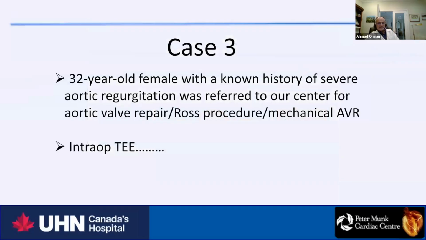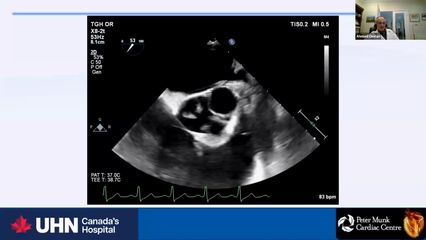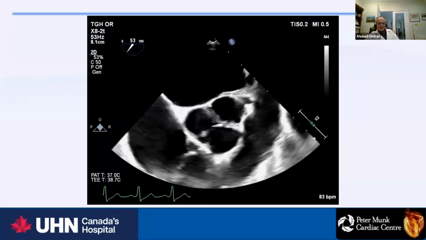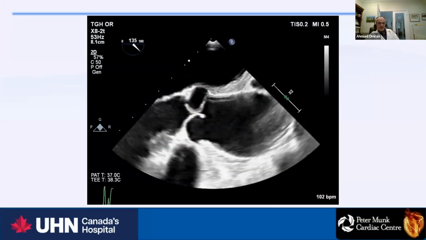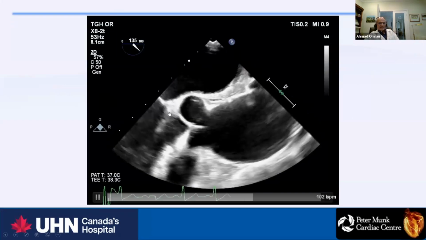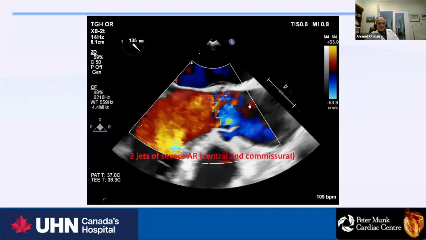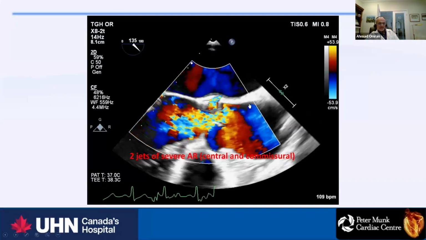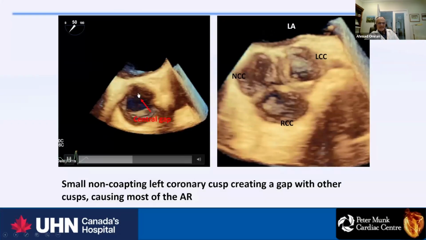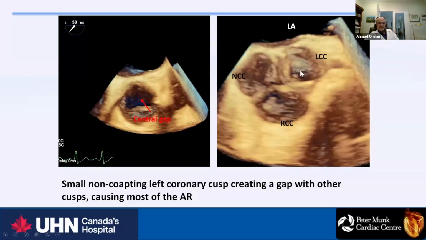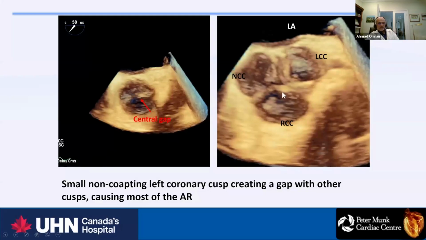So case number 3. This is a patient that was booked actually for aortic valve repair. We did this one like 2 weeks ago. Tri-leaflet valve, severe AI. And you see this leaflet, the left cusp, is a little bit retracted. I will show you more. That retraction is the cause for AI. So in 3D there is a central gap, and this leaflet, the left coronary cusp, is very small and retracted and doesn't come together. So this valve was booked for repair.